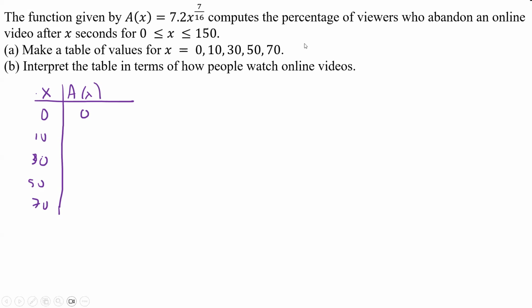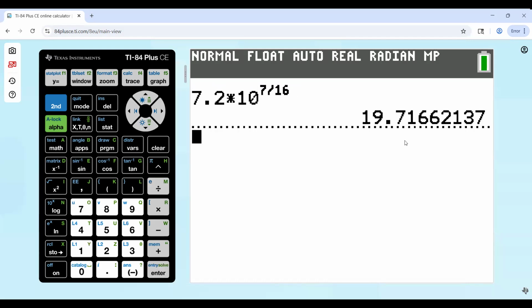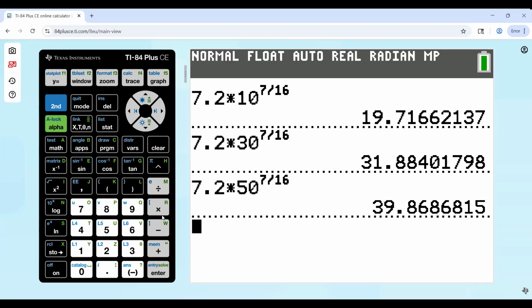So we're going to take 7.2 times 10 to the 7 divided by 16. And so our first one is going to be 19.7. On these, I think they want us to round to the nearest whole number, so that would be 20. Now, let's also do 30. So that's going to be what, 32? And let's do 50. And so that's going to be what, 40?